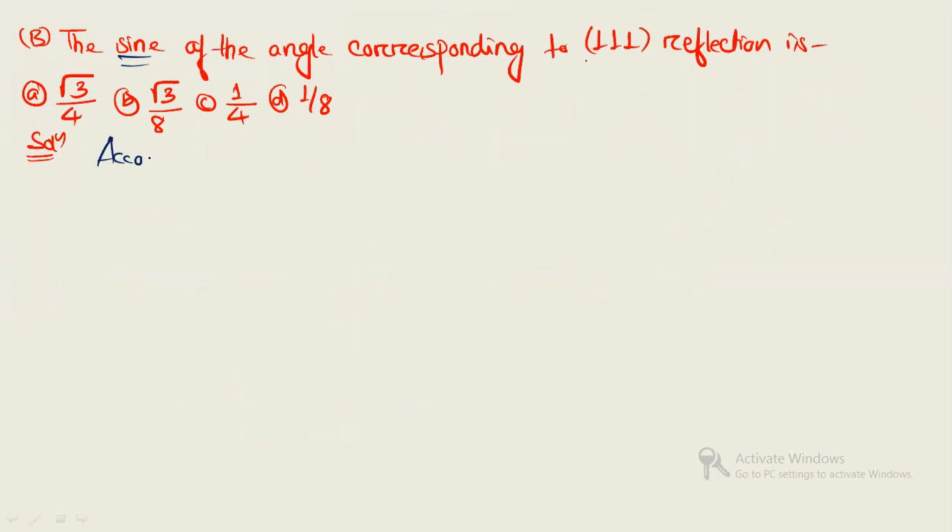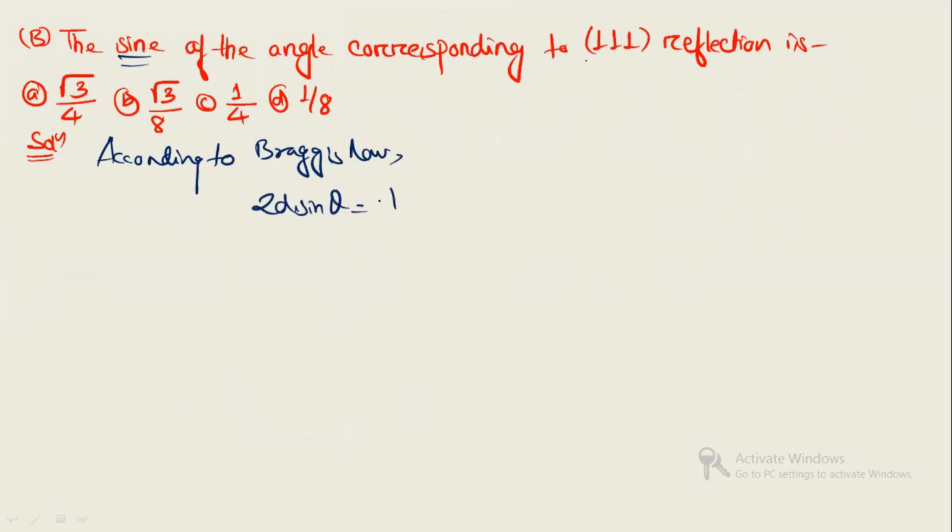What is it? According to Bragg's law, you can write it as what? 2d sine theta is equals to lambda, right? Now you see here, d is equals to what? a by root over h square plus k square plus l square.